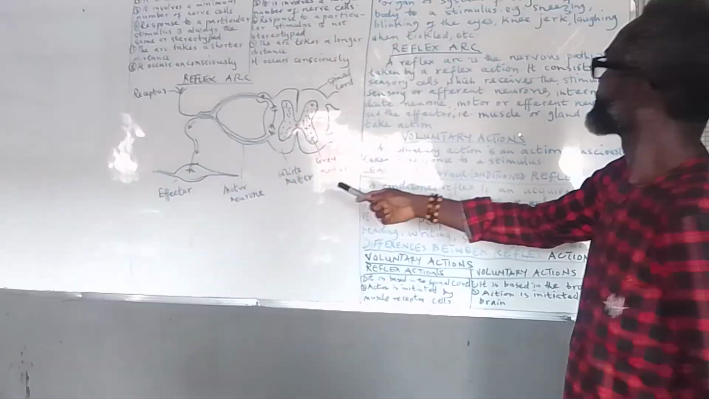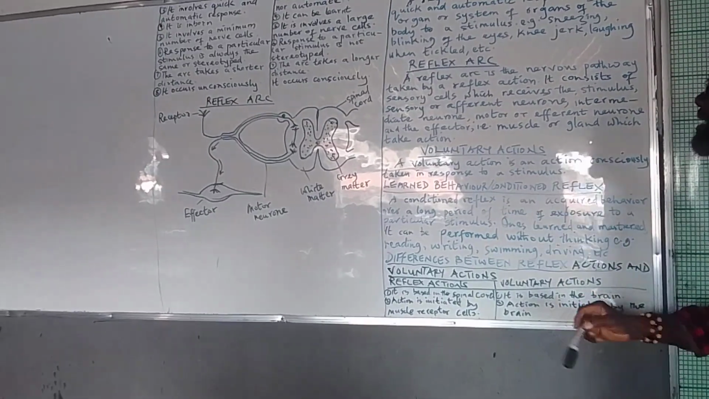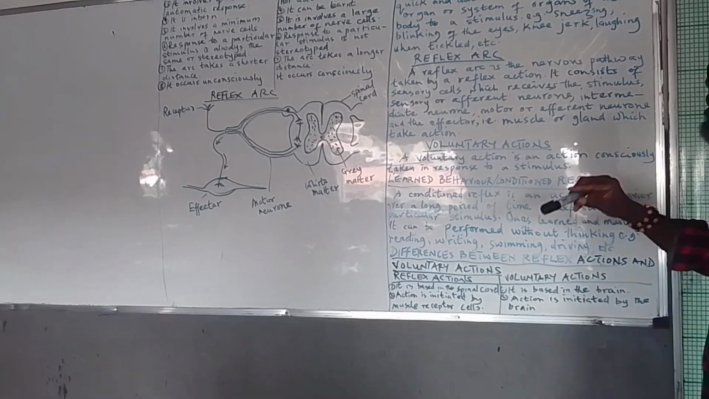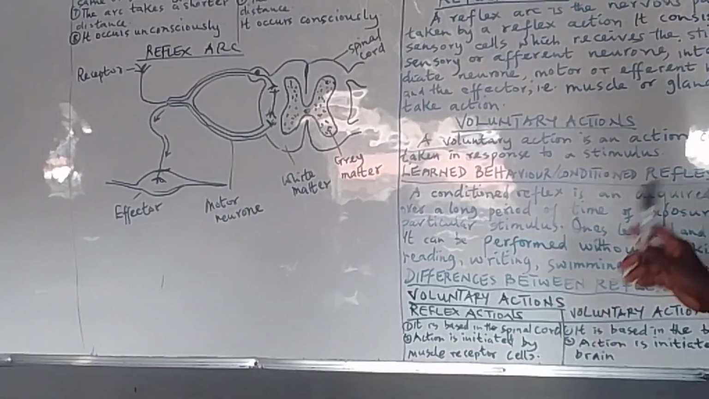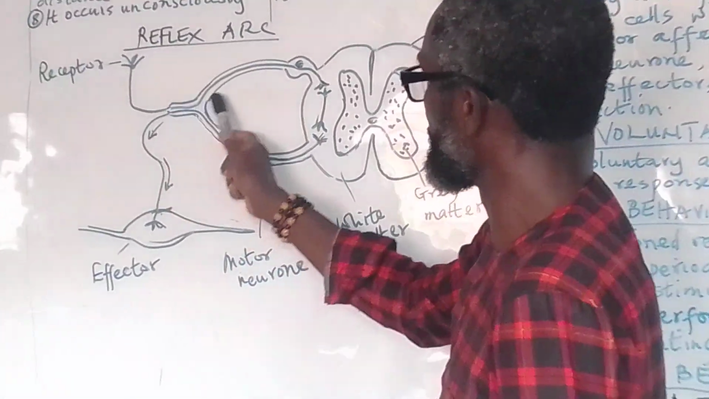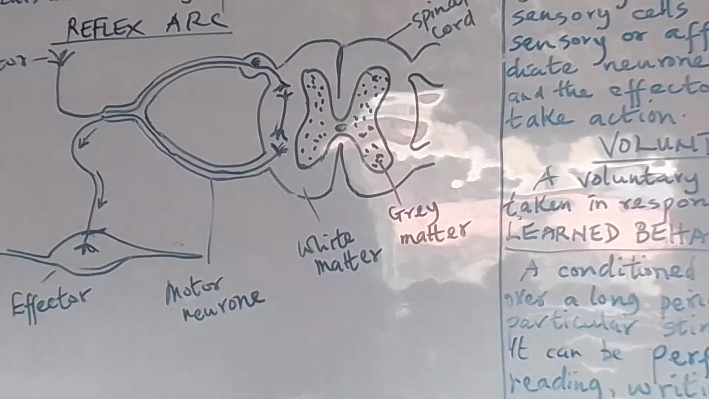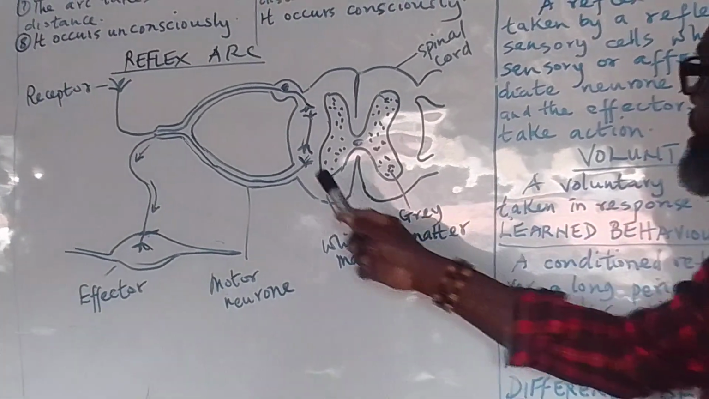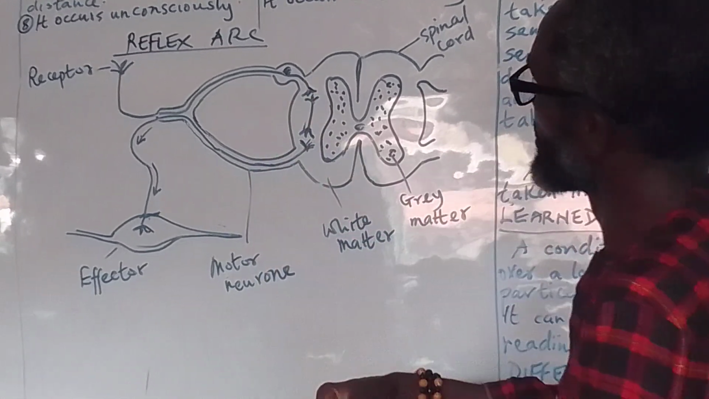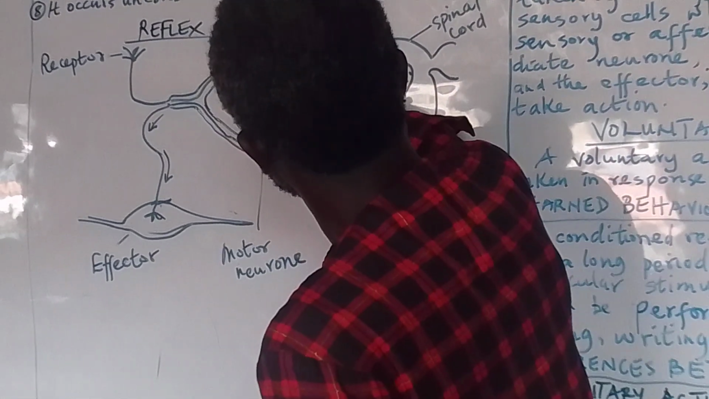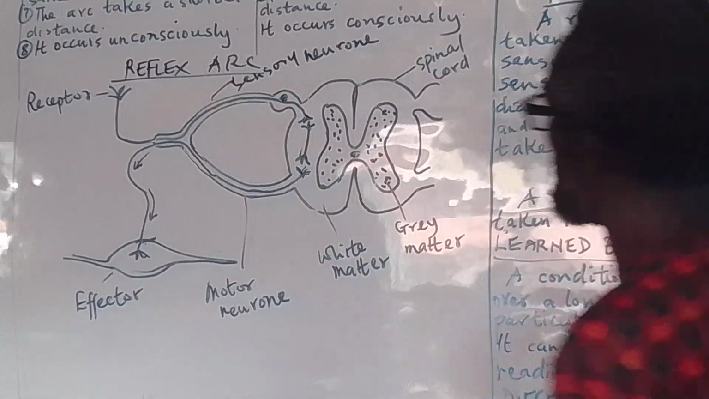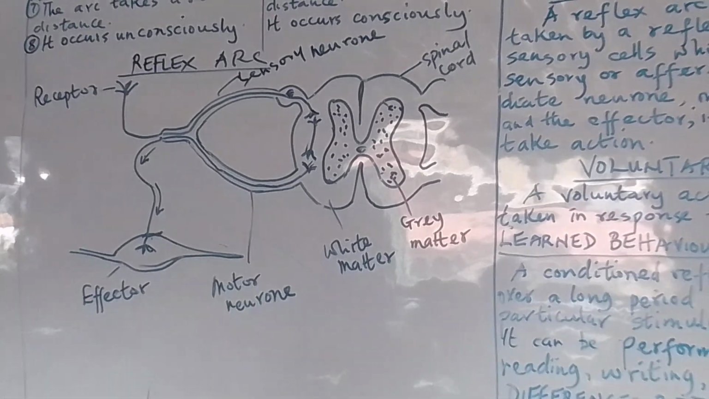The reflex arc is a nervous pathway taken by a reflex action. It consists of sensory cells which receive the stimulus. This is the receptor, it receives the stimulus and goes like this. Sensory cells that receive the stimulus and send it to sensory neurons, also called the afferent neuron.